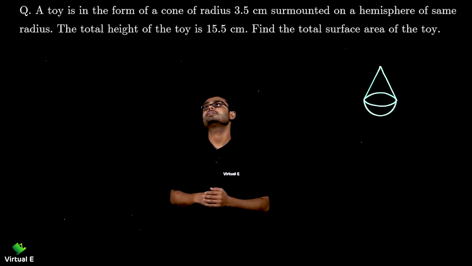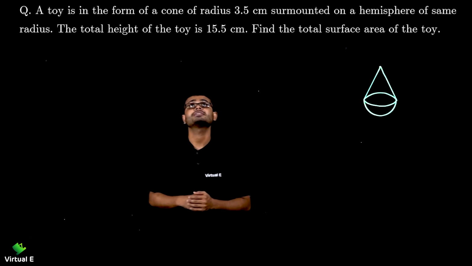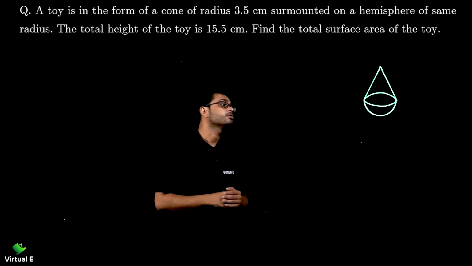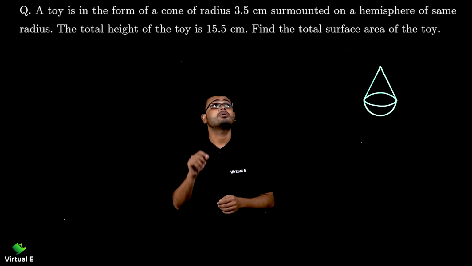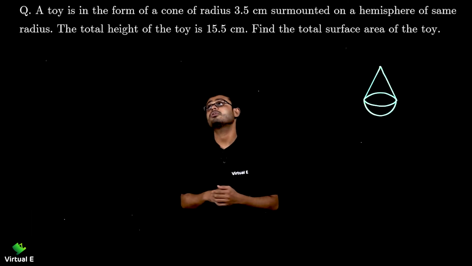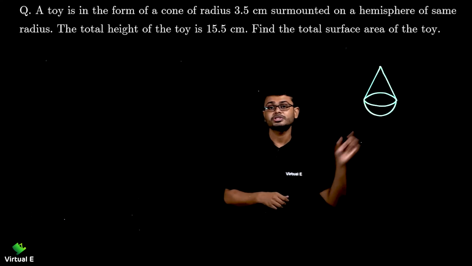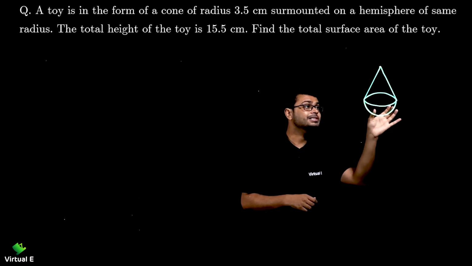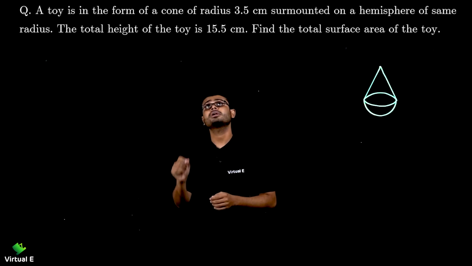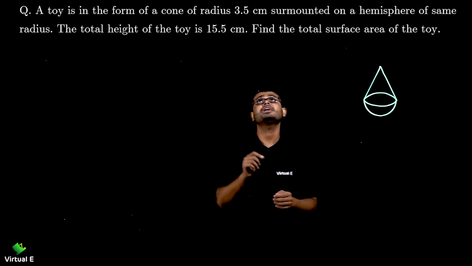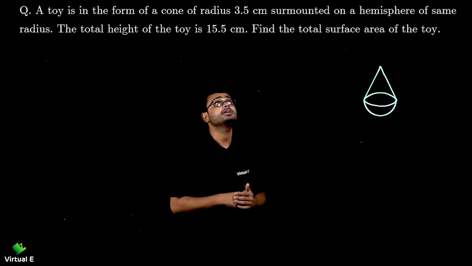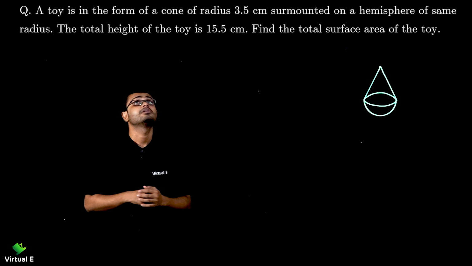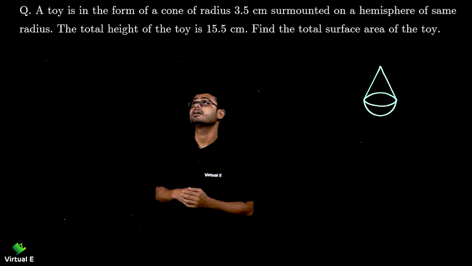A toy is in the form of a cone of radius 3.5 centimeter. So the radius of the cone is given, which is 3.5 centimeter. Surmounted on a hemisphere, which is above it, of the same radius. So the hemisphere also has the same radius as the cone. The total height of the toy is 15.5 centimeter, from top to bottom. Find the total surface area of the toy.